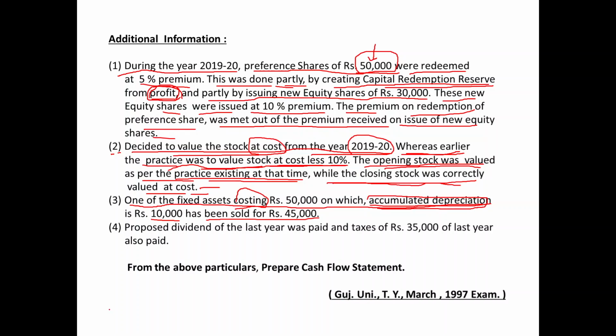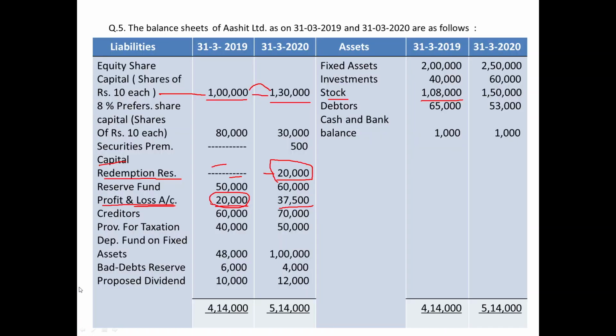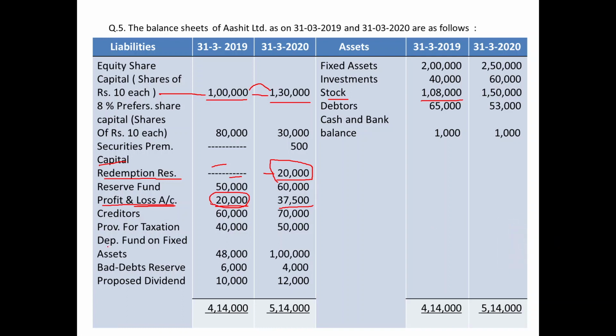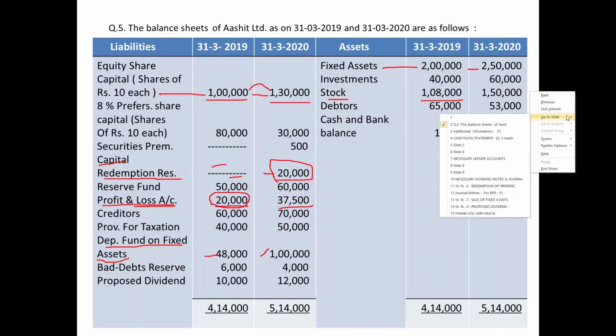So let us verify the balance sheet, whether company follows the depreciation fund system or not. Have a look on the liability side. Third last item, depreciation fund on fixed assets. Opening balance 48,000, closing balance 1 lakh. While fixed assets, asset side, first item, fixed assets 2 lakh, opening balance 250, closing balance. It means company follows the depreciation fund system, and that is why original cost as well as the accumulated depreciation, these words were given in that point number 3.